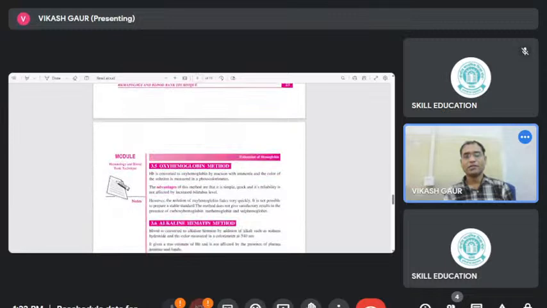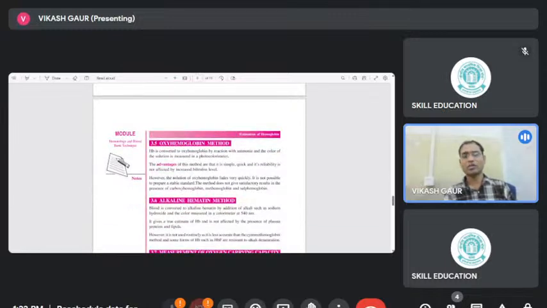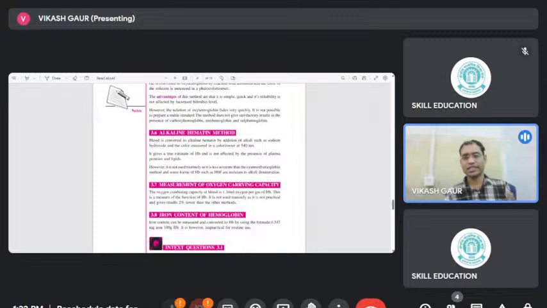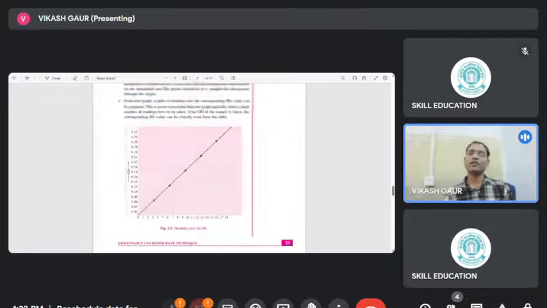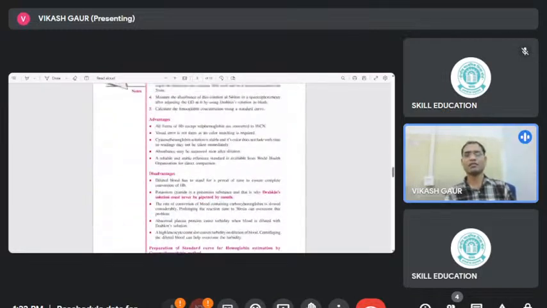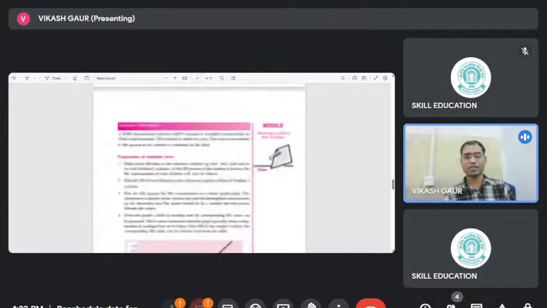These are the two most important methods. The oxyhemoglobin method is also available in the market. HB is converted to oxyhemoglobin by reaction with ammonia, and the color of the solution is measured in a photocolorimeter. These methods are not up to the mark and not used in the field. Only the two methods are important, and these two methods are working in the laboratory for diagnostic purposes.